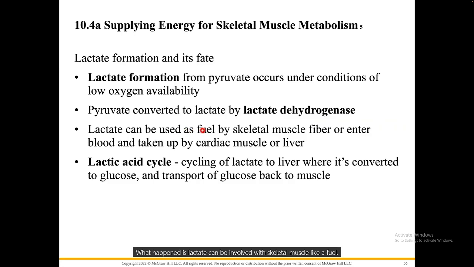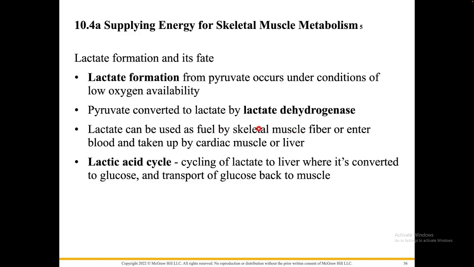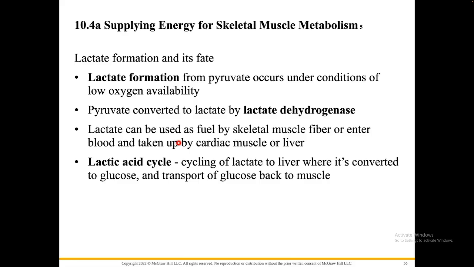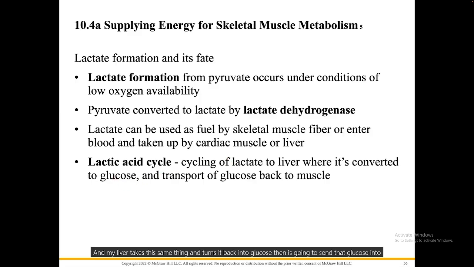Lactate can be used in skeletal muscle like a fuel. Oftentimes, though, it just enters my blood and goes back to the liver. My liver is going to break it down. That's called the lactic acid cycle. Basically, my muscle built up lactate, lactate went into the blood, went to the liver, and my liver takes this same thing and turns it back into glucose. Then it sends that glucose into my blood, and the exact same molecule may go back to that muscle and be used again and again.